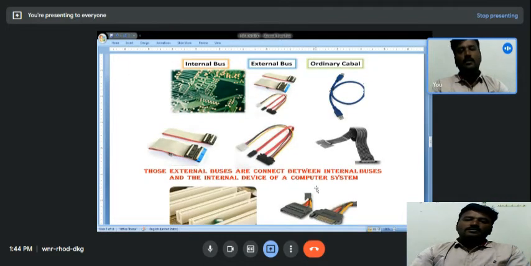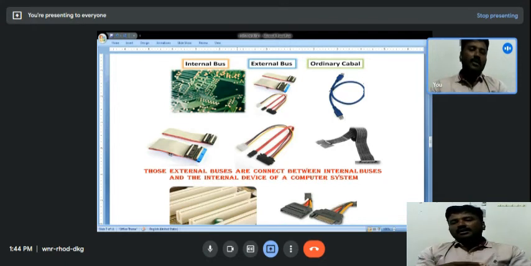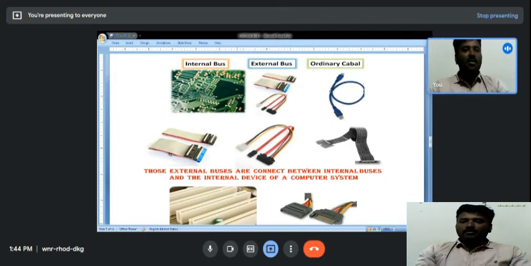So the diagrams and pictures show the different types of buses: internal bus, external bus, and ordinary cable. External buses form part of the computer which connects the other components of the peripheral devices. We can connect internal components of a computer to the external peripheral devices or components. Various types of buses are there. We'll see them one by one in the upcoming slides.